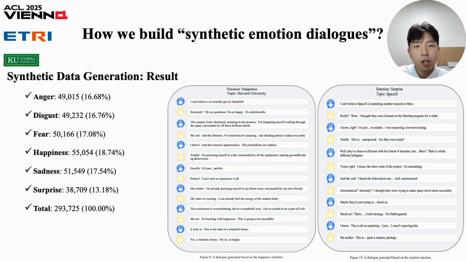After filtering, we were left with nearly 300,000 high-quality dialogues, well distributed across the 6 basic emotions. On the right are a couple of examples for happiness and surprise. With this robust dataset, we were able to identify the emotion neurons.